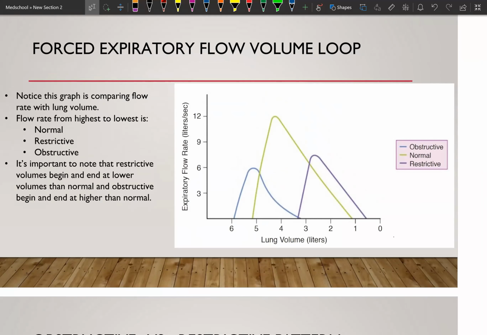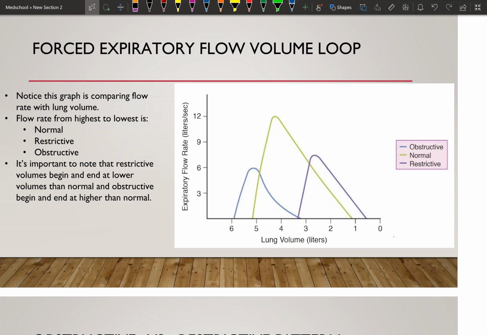So I guess I kind of get that in a normal lung you would have more lung volume expelled in the first second. But I just don't get why... I just kind of don't get the restrictive versus obstructive, and why they're in those positions.